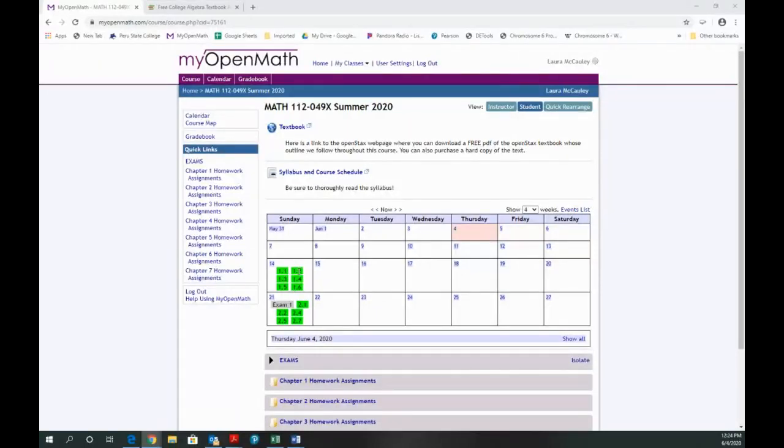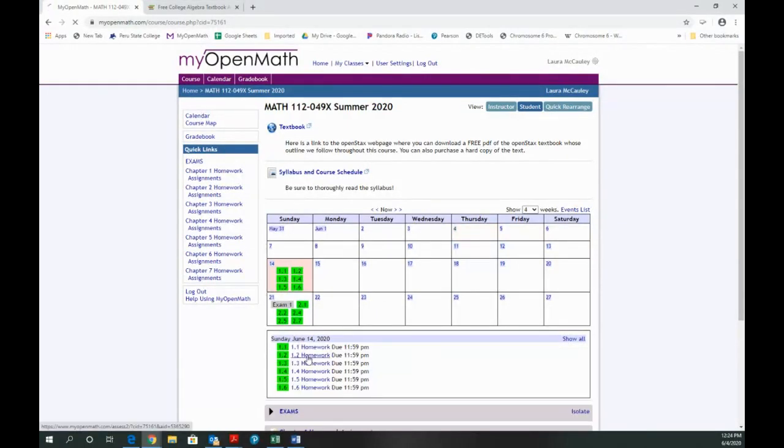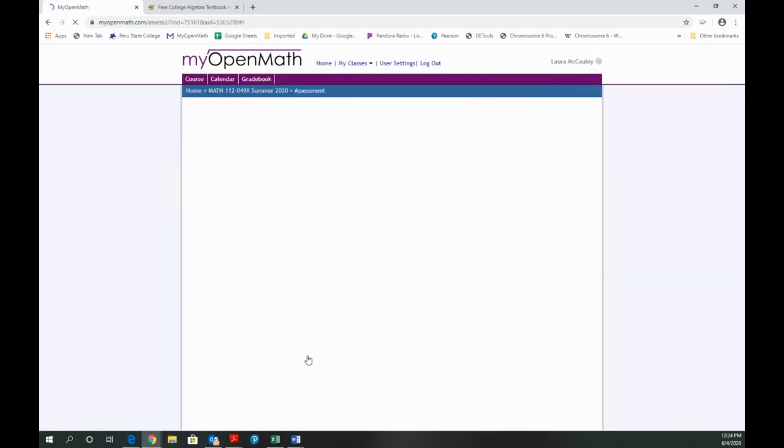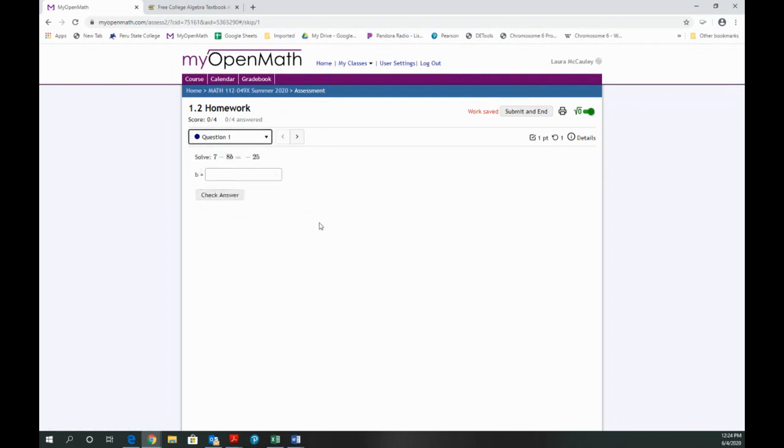Right, we're going to look at 1.2 homework. See how that looks. So in 1.2, there are a handful of questions. Oh, there's only 4 questions. All right, so let's just look at the first. These are looking at equations.